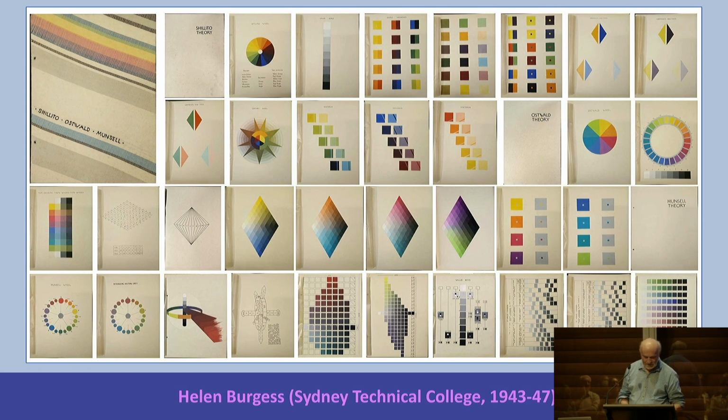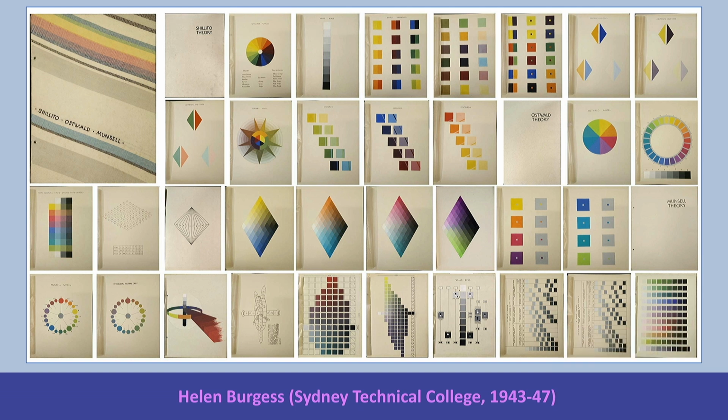So the Burgess portfolio from about 1945 has 36 sheets with 30 pages of illustrations in gouache, as well as some overlays on some of the sheets, and about 44 full or part sheets of typescript text, which we believe are typed up lecture notes. And it's divided into 3 sections labelled Shillito theory, Ostwald theory, and Munsell theory.